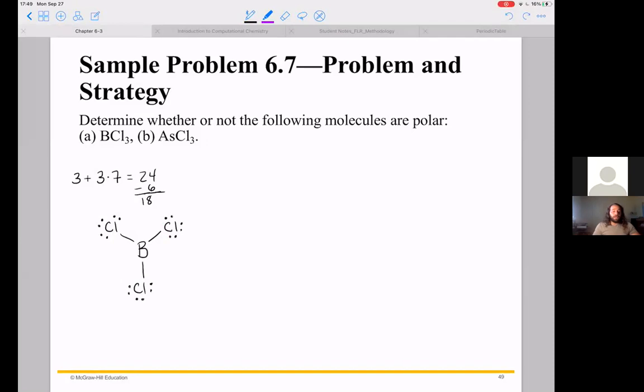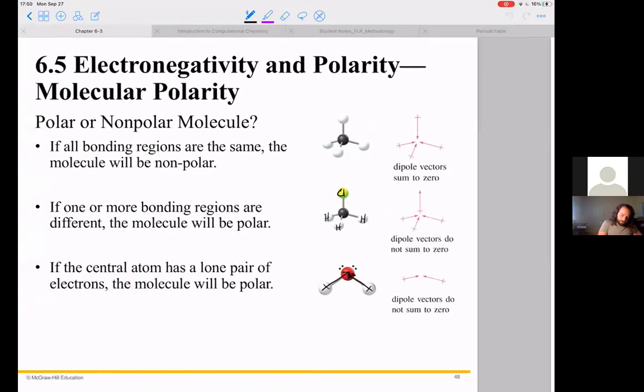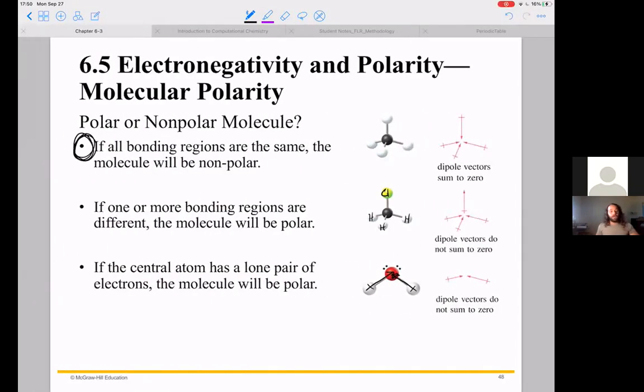Okay, here I have a trigonal planar because of my 1, 2, 3 electron regions. And that's both the electron geometry and the molecular geometry. Because all 3 of these groups are the same, they're all chlorines, and my central atom does not have any lone pairs, this molecule right here would be non-polar. All right, it sort of meets this rule right here. All the bonding regions are the same.